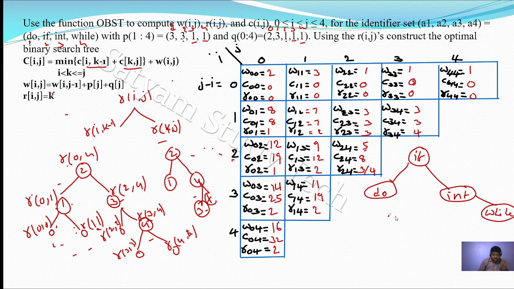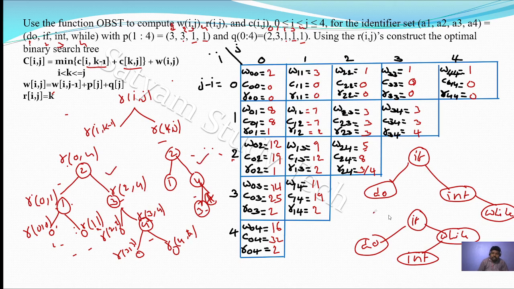Another one you can see: if, and here it is do. Either it is 4 or 3. So the fourth key is while. Here it is while, and left of while is int, like this. So these are the two optimal binary search trees for the given data. Thank you for watching this video.